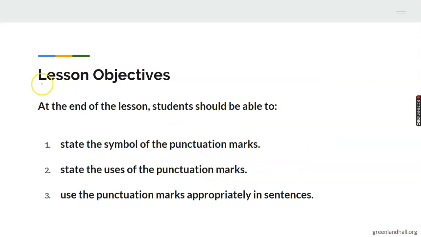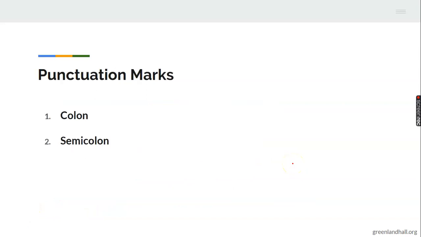Now to today's business. At the end of this lesson, you should be able to state the symbol of the punctuation marks we'll look at. You should be able to state the uses as well of the punctuation marks, and you should be able to use the punctuation marks appropriately in sentences. Alright? So now let's move on.